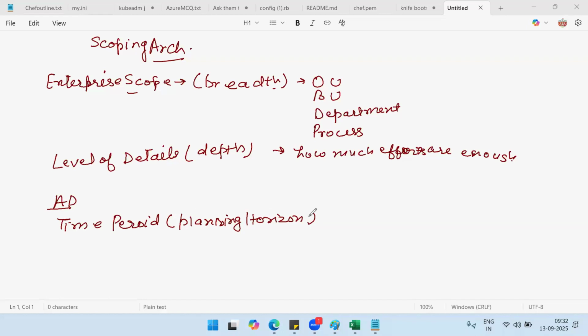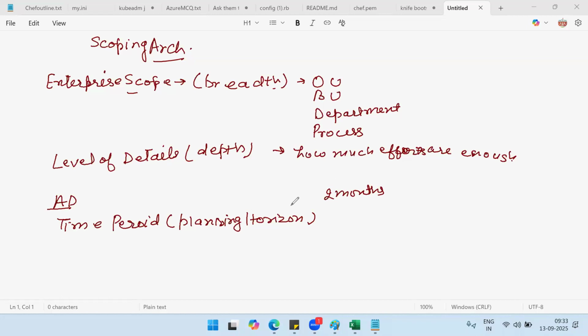So what is the time period that is required for this architecture vision? Is it practically possible? For example, they are saying you will be getting 2 months. Okay, maybe a small project, and they are saying within 2 months you need to have this solution ready, right?